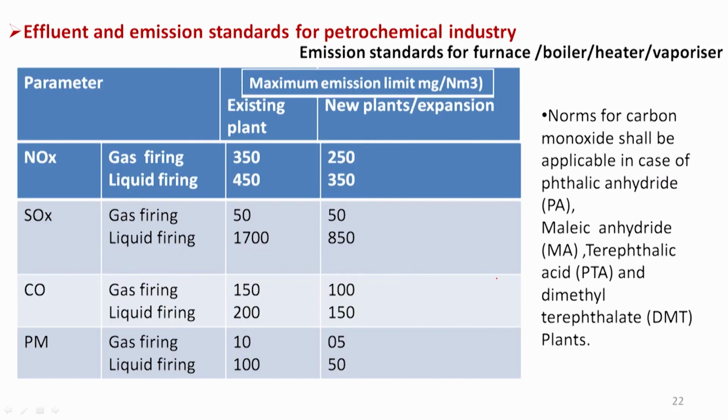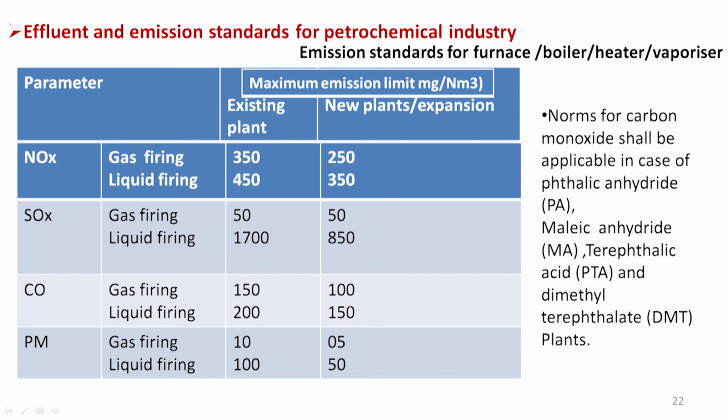Now, emission standards for furnace, boiler, heater and vaporizer. As mentioned, there are a large number of this type of equipment used in the petrochemical industry, and here NOx, SOx, CO, PM limits are given for gas firing and liquid firing cases. So, different cases for the release of these pollutants for existing plants and for new plants and expansions. These limits are given in mg per normal meter cube. You see that for new and expanded plants there is a significant change in the standard values.